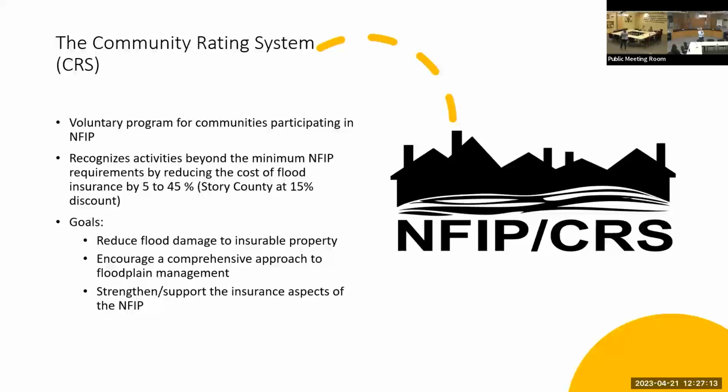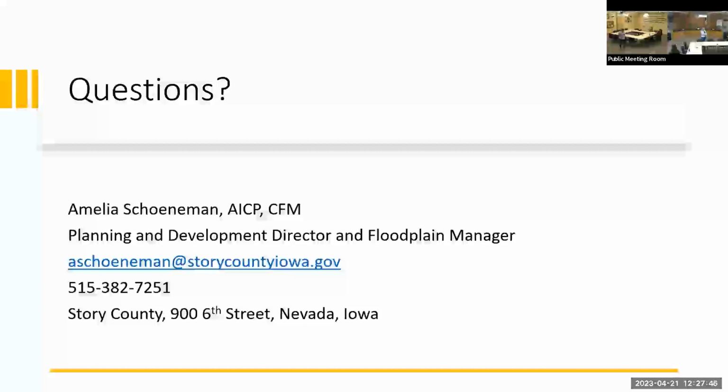But when communities have higher standards, we can effectively be rewarded for that, not us, but our citizens. And so right now, because of Story County's higher standards and the community rating system program, Story County gets a 15% discount. Residents get a 15% discount on their flood insurance policies. We can go up to a 45% discount. So we're always working on new programs to get more points in the community rating system. With that, I can take any questions.